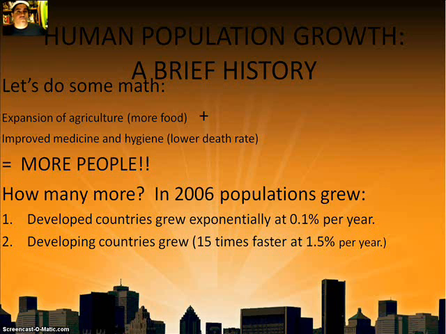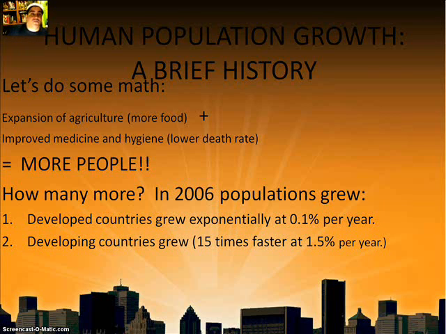All right. Human population growth. Let's take a look here. Let's do the math. There's been an expansion of agriculture, and there has been improved medicine and hygiene. So with more food plus a lower death rate, that equals what? More people. How many more? Well, in 2006, populations are going to grow accordingly. Take a look at those numbers.